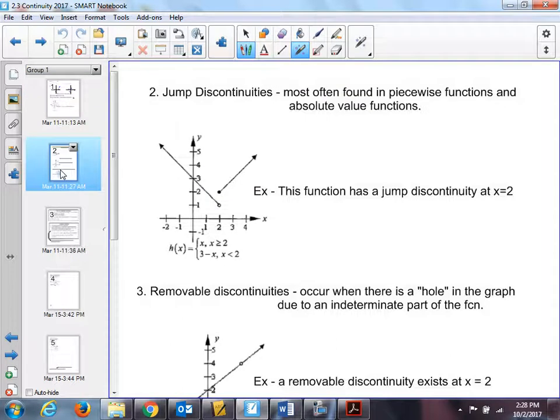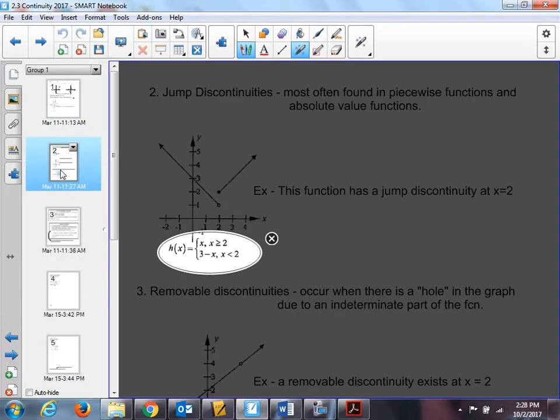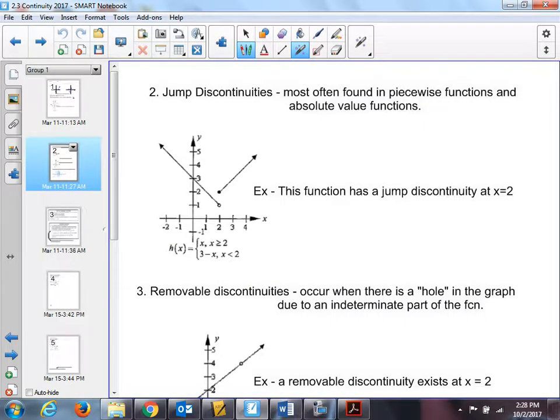Jump discontinuities, mostly found in piecewise functions, like this little guy here. If I graph that, this is not included. This value is included, but you notice there's a jump. So the word jump makes sense, right? That's classified as a jump discontinuity. And that's at 2 as well. X equals 2 is where. I'm giving the domain location, right?